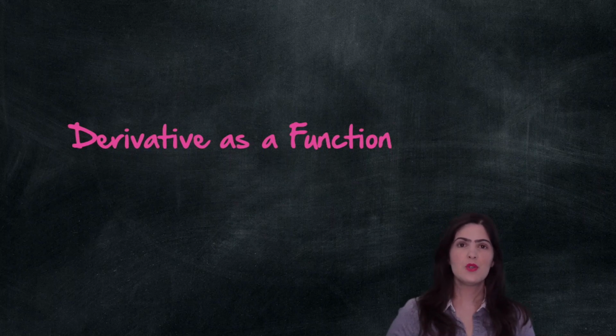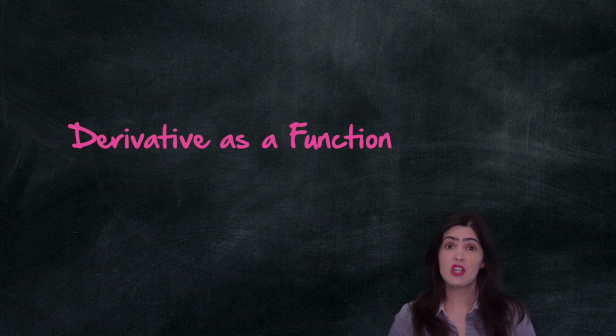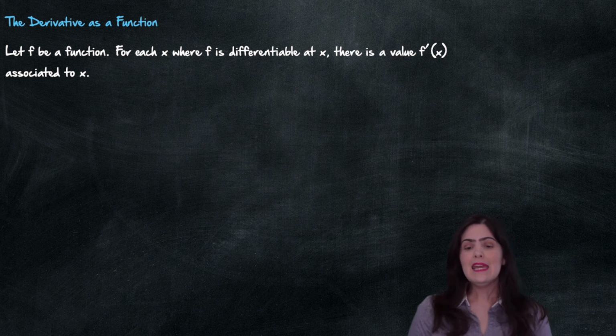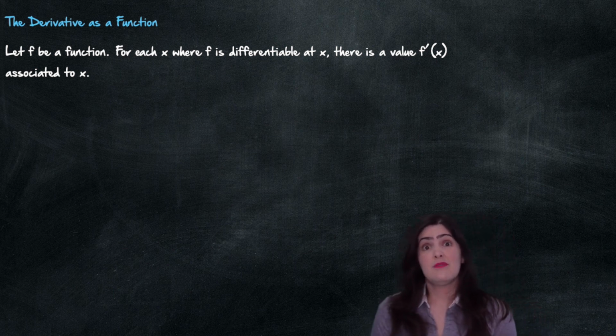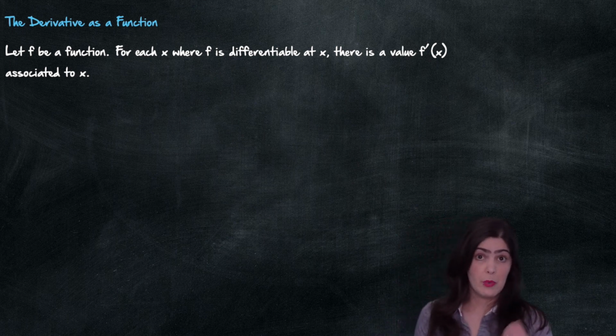In this video, we're going to see how we can consider the derivative of a function as a function itself, and we're going to talk about things like what should the domain of the derivative be. So, you see, if we have a function f, for each x where f is differentiable, we can define f prime of x, which is associated to this point x.